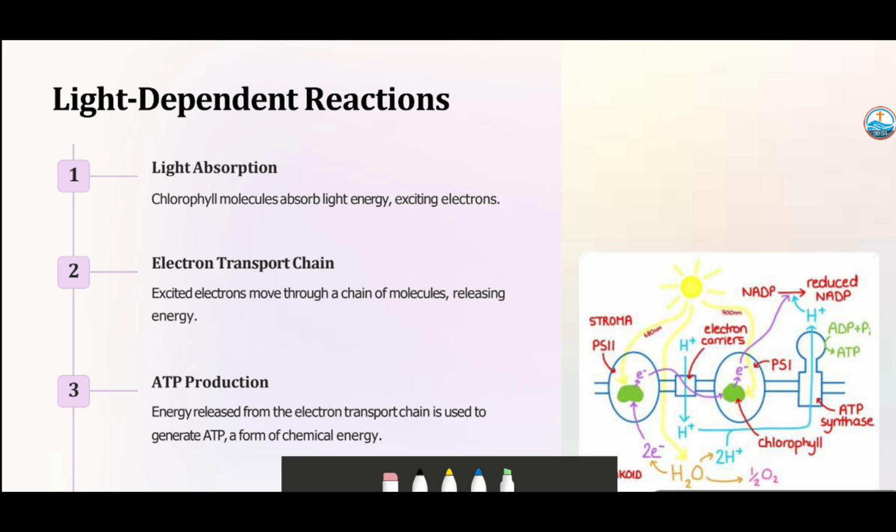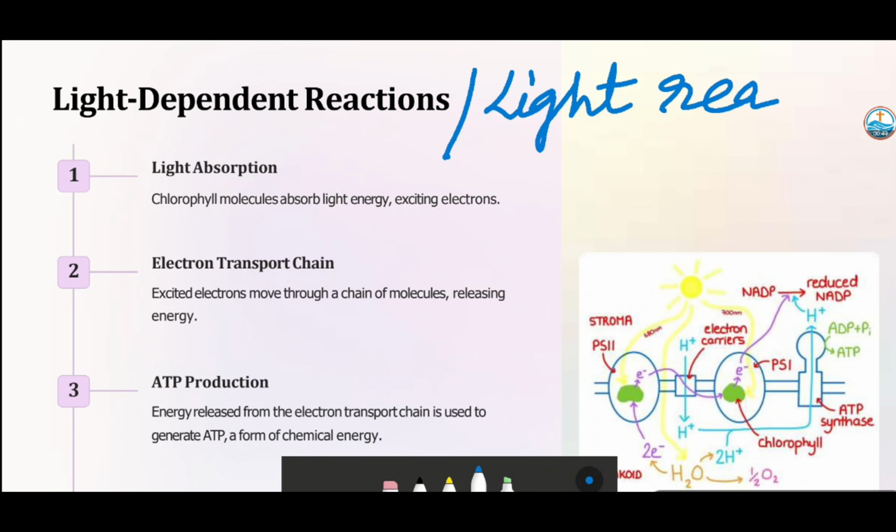So as I told you, photosynthesis takes place in two different phases. The first is the light dependent reaction, or you can call it the light reaction. Why light reaction? Because it takes place in the presence of light. And another one is the dark reaction, that will take place in the absence of light. So let's study this light dependent reaction. Here in this topic we will study how photosynthesis is actually taking place.